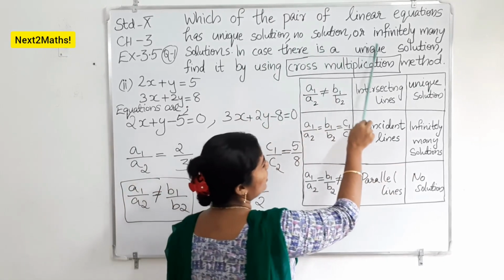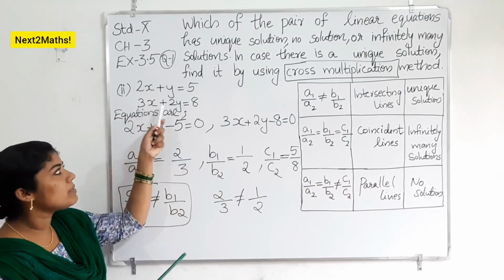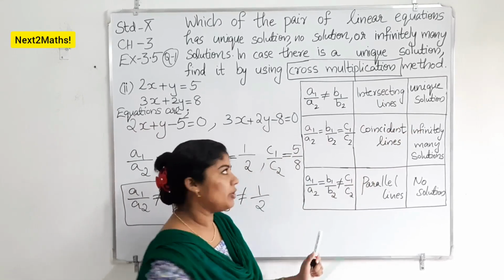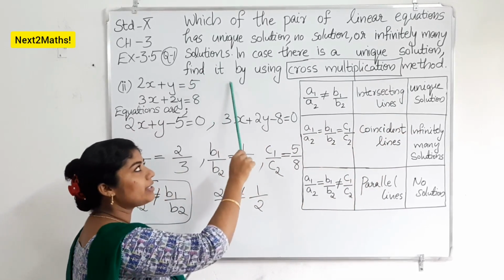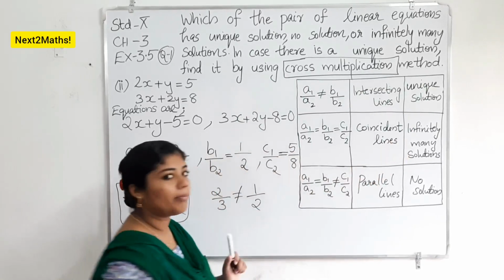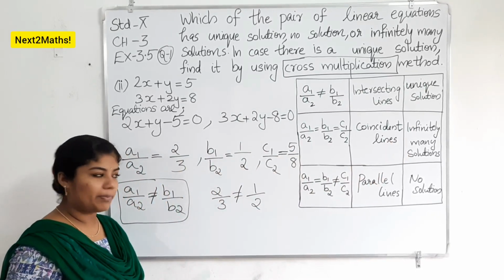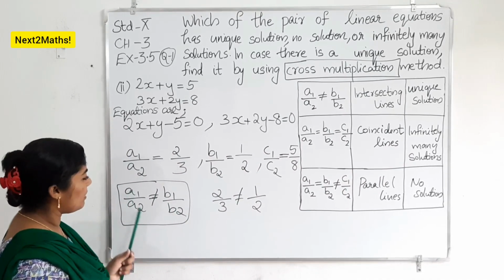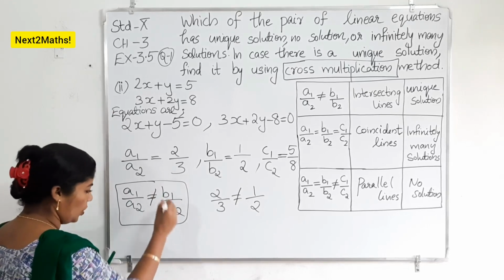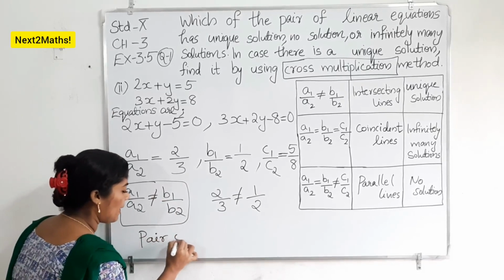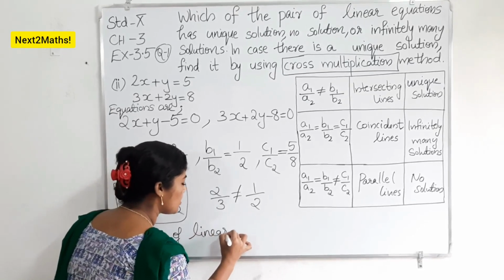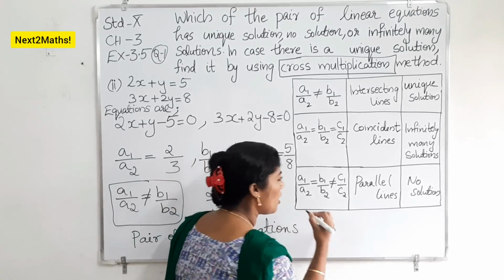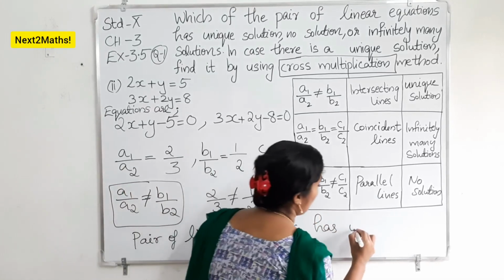Now here in this problem, come to the question. In case there is a unique solution, if you are choosing this pair of linear equations, you will get the unique solution. Now we got the unique solution, so what do you have to do? Find that solution using cross multiplication method. Now we are going to apply cross multiplication method for this problem. So let's write here a1 by a2 not equal to b1 by b2. So we can conclude the pair of linear equations has a unique solution.